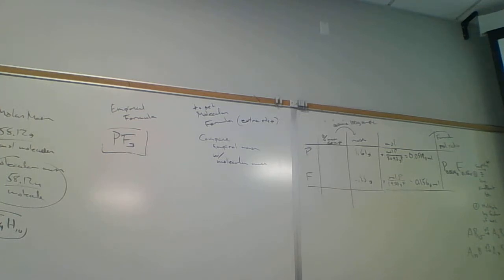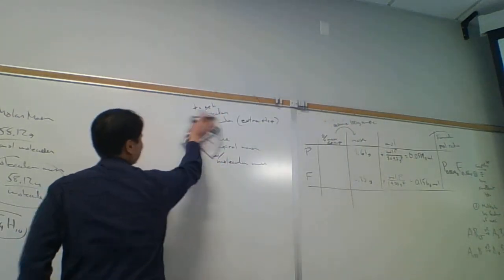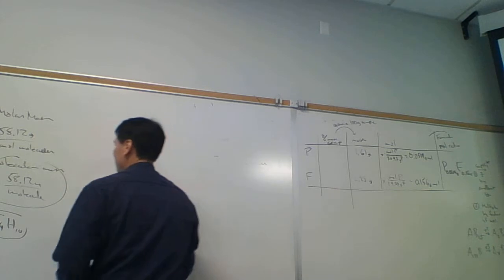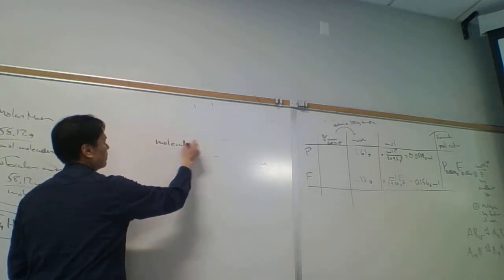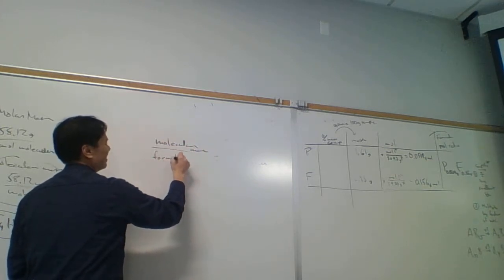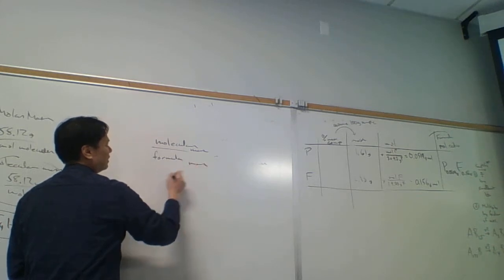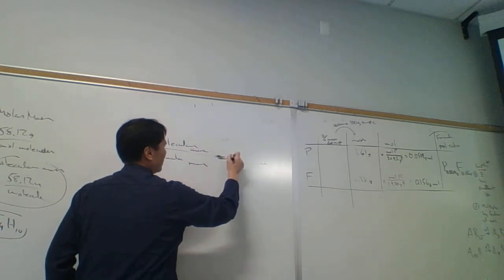Okay, so what we're doing is we're comparing the empirical mass with the actual mass of the molecule. This is the actual mass of the molecule, and we see they don't match. Now, what your book says is to put it in a mathematical equation to get a multiplication factor. The molecular mass divided by the formula mass gives us the factor N.